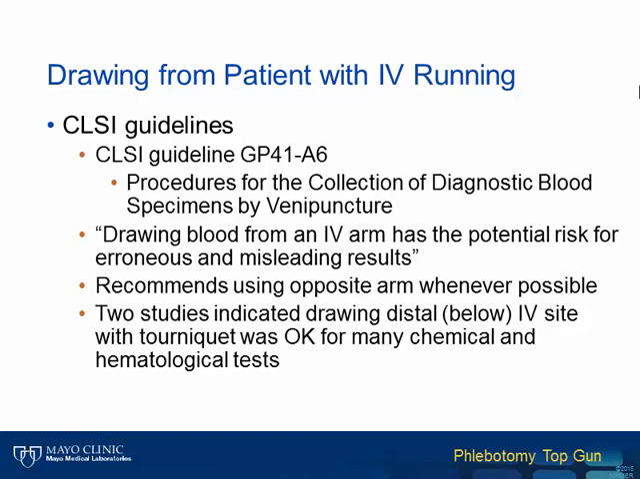Regarding drawing patients with IV catheters, the CLSI guidelines specifically address this issue, so we'll start by reviewing the current CLSI guidelines. The applicable guideline, CLSI GP41-A6, is also called Procedures for the Collection of Diagnostic Blood Specimens by Venipuncture. The guidelines note that there's a risk of obtaining erroneous and misleading results when drawing blood from a patient with an IV catheter. The guidelines recommend using the opposite arm, not the arm with the IV catheter, whenever possible. The guidelines also refer to two primary studies that looked at the impact of drawing blood below an IV catheter versus drawing from the other arm.